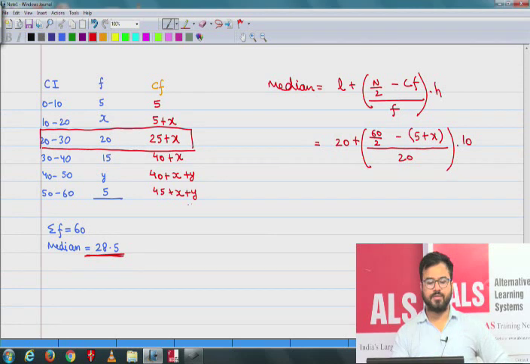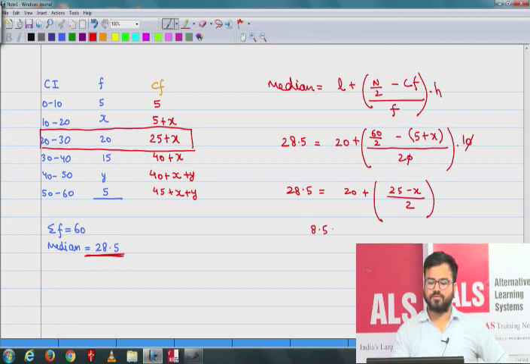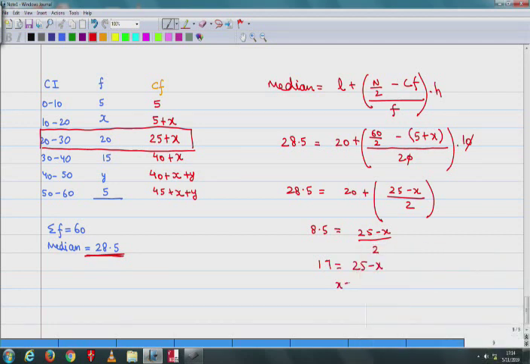So simplify, and median is 28.5. So first of all simplify this one. So 28.5 is equal to 20 plus, this will become 30, 30 minus 5 is 25 minus x, over this 10 will cancel out, this 2, and 28.5 minus 20, that is 8.5, is equal to 25 minus x by 2. So this will be 17 is equal to 25 minus x. So x is equal to 25 minus 17, and that would be 8. So the value of x is 8.